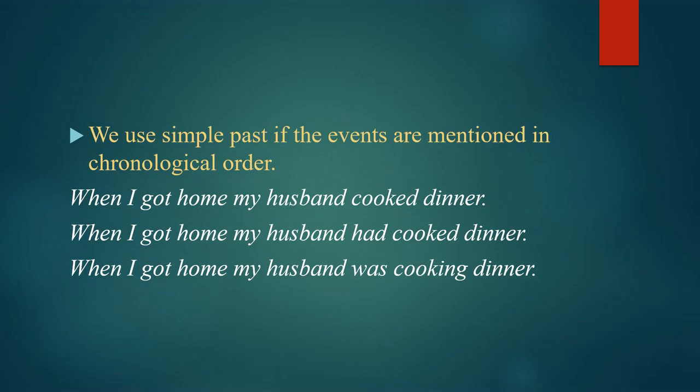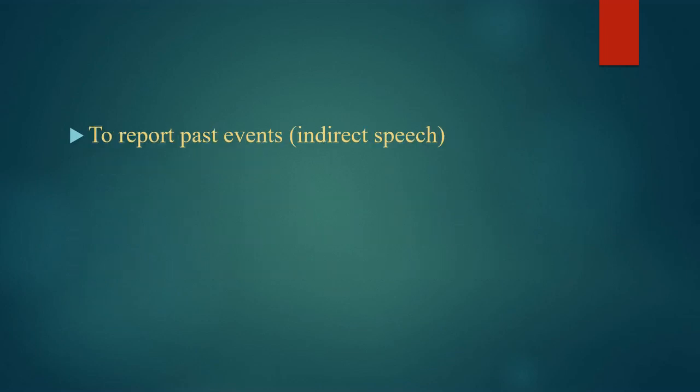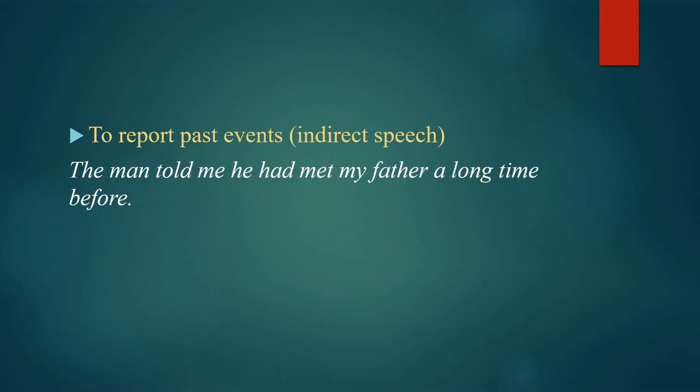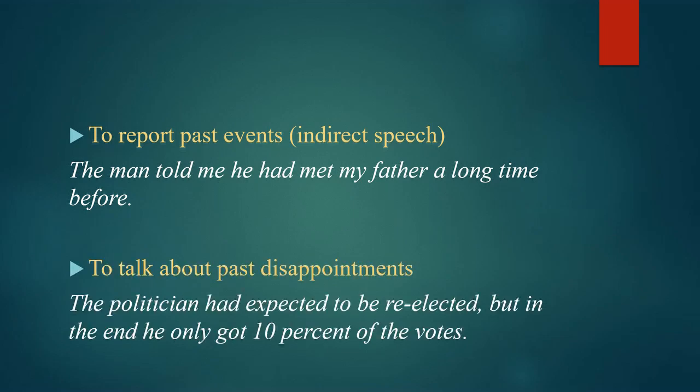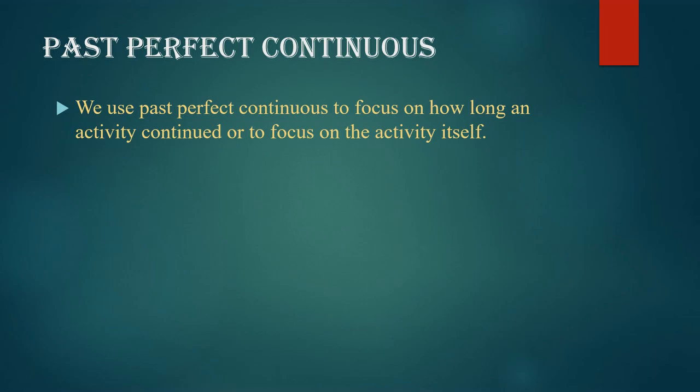When I got home, my husband was cooking dinner. It means when I got home, he was in the middle of cooking dinner. So to report past events in indirect speech, for example, the man told me he had met my father a long time ago. Talk about past disappointments: the politician had expected to be re-elected, but in the end he only got 10% of the votes. So, past perfect continuous.